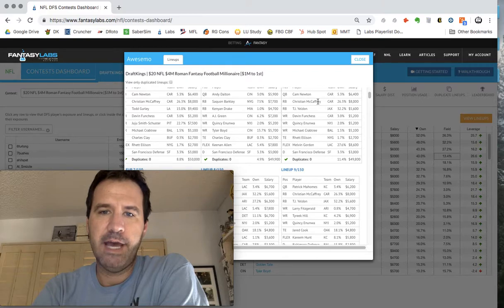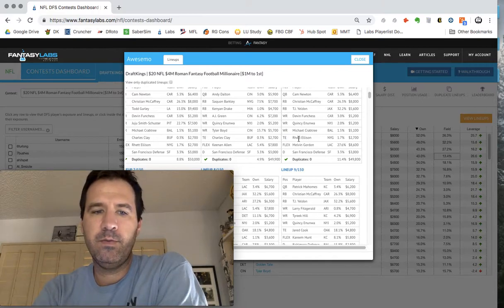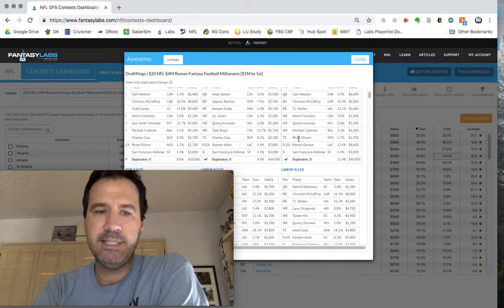Cam stacked with McCaffrey, stacked with Funchess, ran it back with Red Ellison. So going back to what we were talking about with success leaving clues, well, here we go.